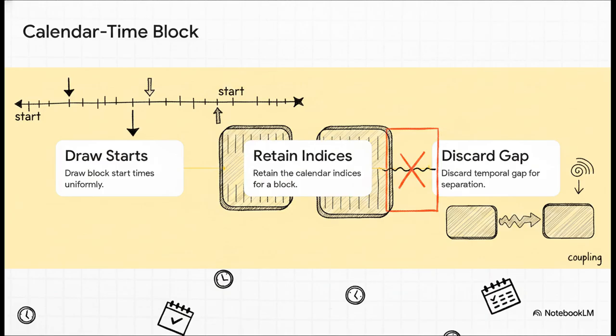Think about it. If you blindly sample a time series, you might pick adjacent points, completely destroying any assumption of independence. Instead, we draw block start times, retain the calendar indices for a specific block, and then explicitly discard a predefined temporal gap between those blocks. Enforcing that buffer zone guarantees temporal separation. This allows us to use Berbee-type coupling to treat the retained blocks as if they were approximately independent.